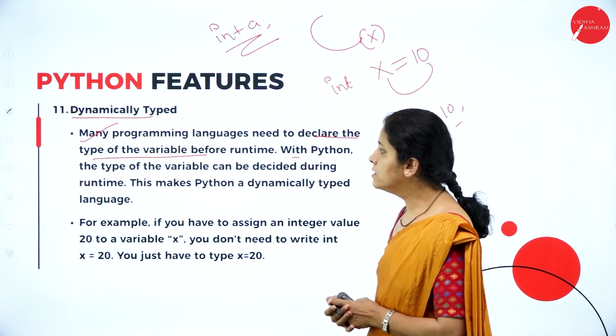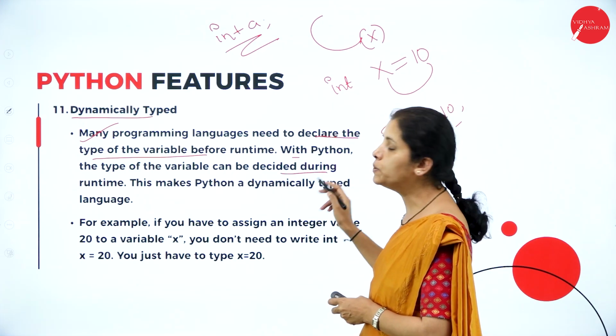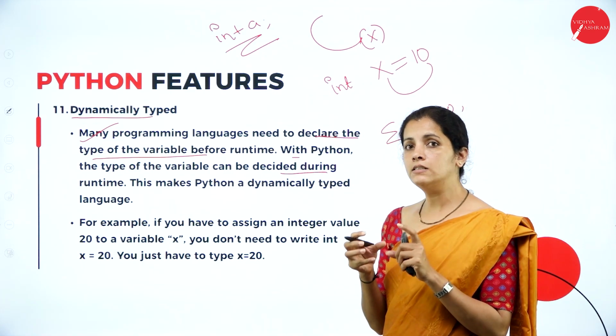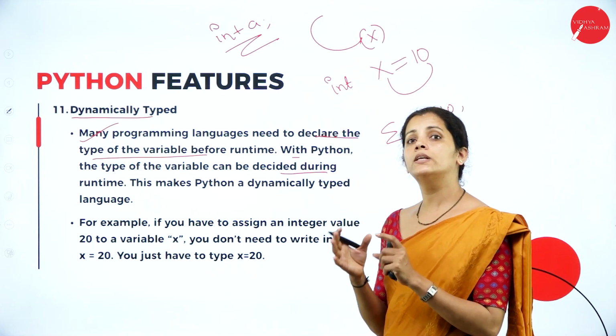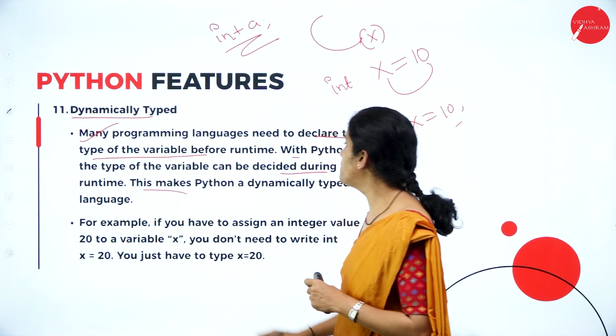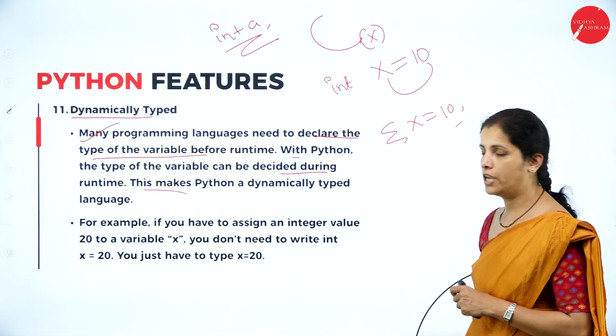With Python, the type of the variable can be decided during runtime. Okay, so the type of the variable is decided when? During the execution of the program. This makes Python a dynamically typed programming language.